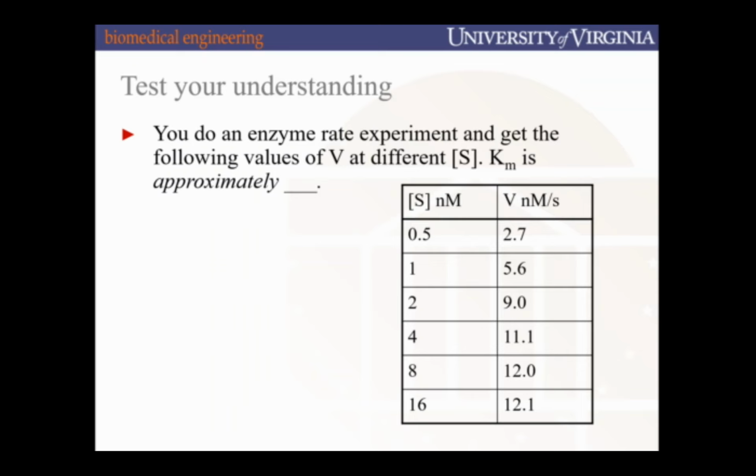If we did an enzyme rate experiment and got the following values for velocity V at different concentrations of the substrate S, what does this make the Km for this enzyme? You should be able to figure this out with all the information given here. So take a little time to work on this, and then we can talk about the answer and how we got there during our class discussions on Thursday.